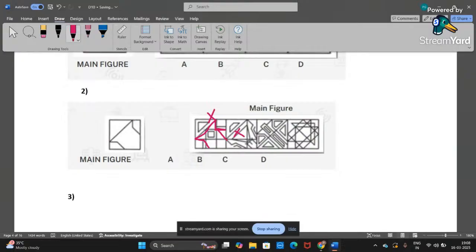See, here the length is bigger, but here it is smaller. But here it is bigger, and here it is small, but here it is big, right? So it is wrong. Let's try with this. Yes, this main figure is embedded in option D, right? This is how you need to identify.